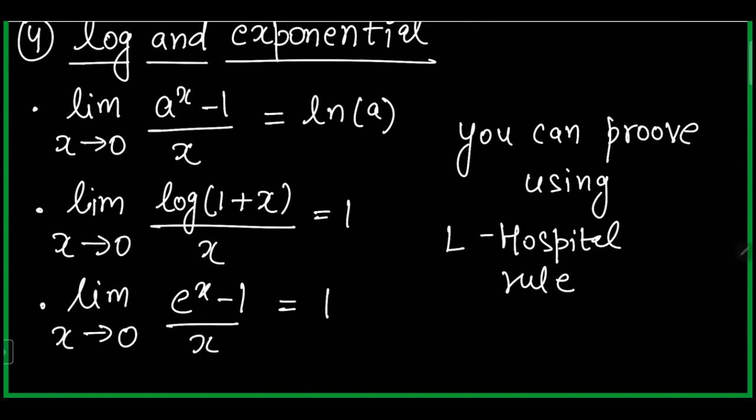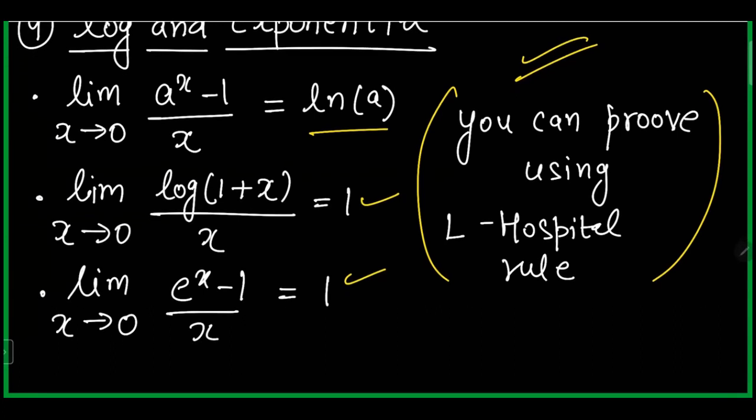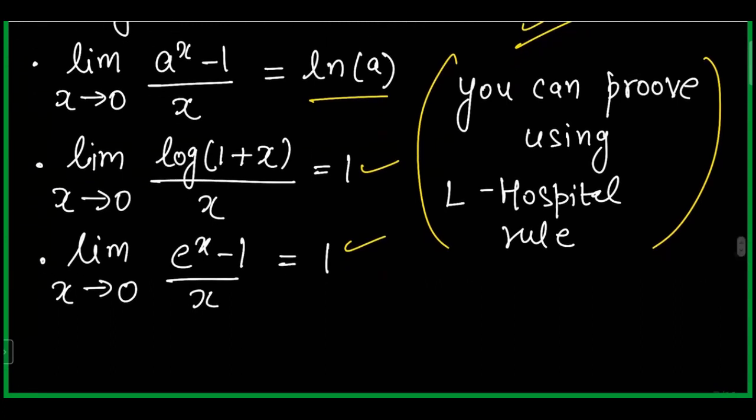So whenever (a raised to power x minus 1) by x, and x approaches 0, you get ln a. All these 3 rules you can prove using L'Hospital's rule. So I will really recommend you to read these 3 rules in the notes and then try to prove them using L'Hospital's rule. That will be your exercise. I can give one of them to you so that you can actually see how you can solve it.